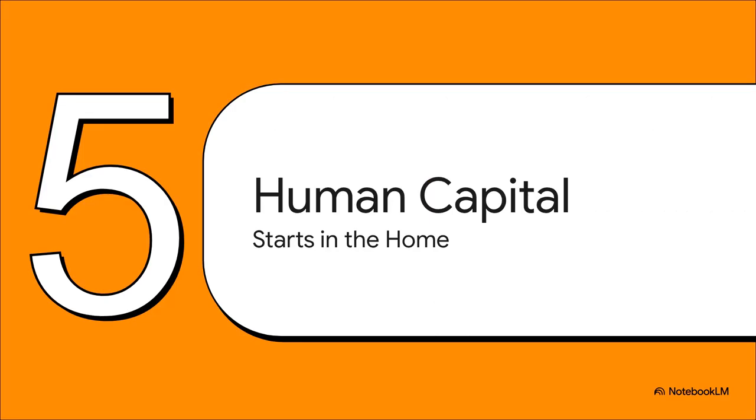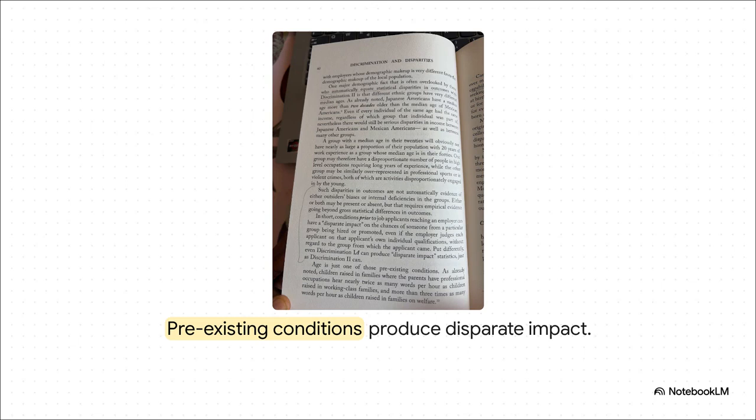Which brings us to Section 5, Human Capital and the Home. Because a lot of these disparities begin way before the job market. They start right in the crib. Sowell draws our attention here to what he calls pre-existing conditions. These are conditions that happen long before a job applicant ever sits down in front of an employer, and they can easily produce disparate impacts.